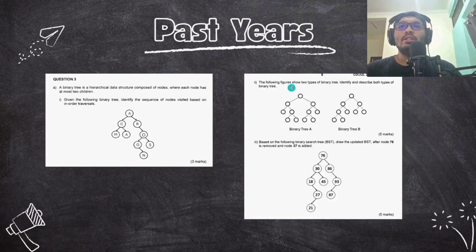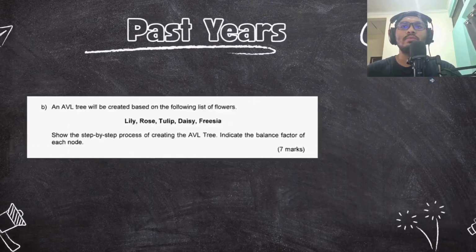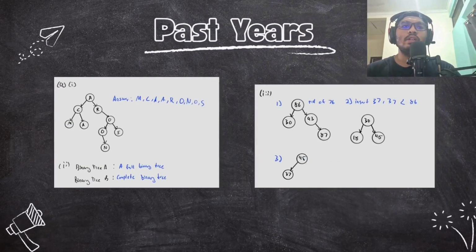A2. The following figures show 2 types of binary tree. Identify and describe both types of binary trees. Binary tree A is a full binary tree because the lower level of both subtrees have 2 children. The answer for binary tree B is a complete binary tree because on the last level of the tree there is only 1 subtree with 2 children. Meanwhile, the right-hand side does not. Moving on to question A3.